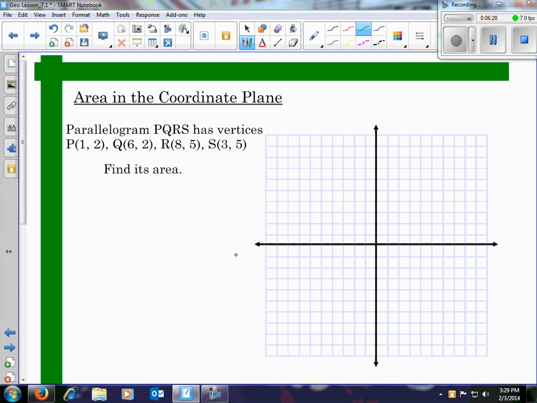Okay, and finally, we're going to do area in a coordinate plane. So we're going to find the area by plotting our points and calculating using the formula. So we're going to do parallelogram PQRS, and it has vertices P, which is (1, 2). So I'm going to go over x 1, up to y 2. So I have here, and this is P.